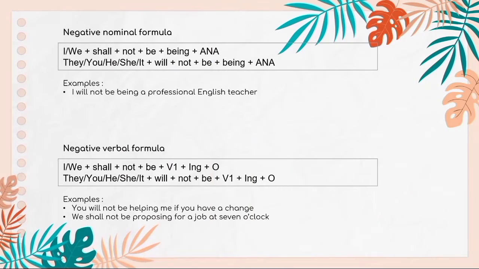A negative nominal formula: I or we plus shall not plus be paying plus object. They, you, he, she, it plus will not plus be paying an object. Example: I will not be paying a professional English teacher. And negative verbal formula: I or we plus shall not plus be plus verb 1 plus ing and object. They, you, he, she, it plus will not plus be plus verb 1 plus ing and object. Examples: you will not be helping me if you have a chance. We shall not be proposing for a job at 7 o'clock.